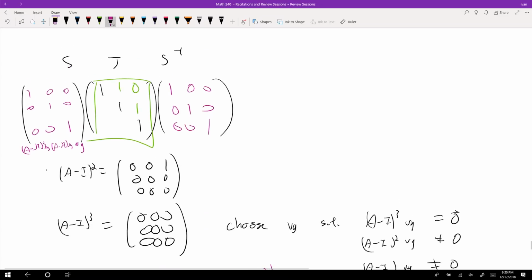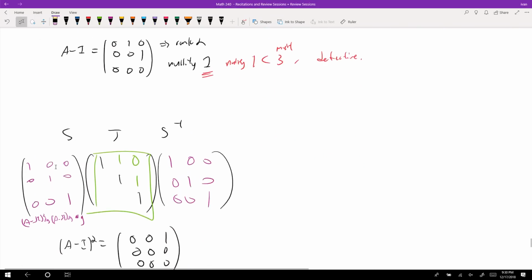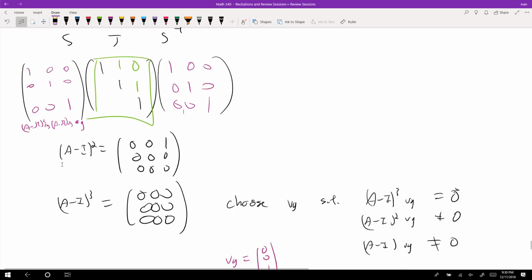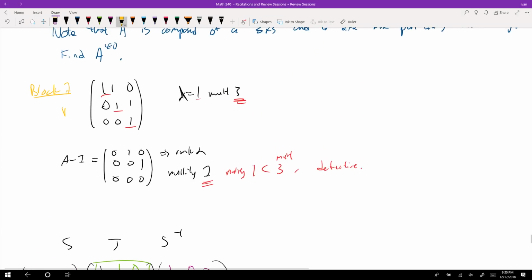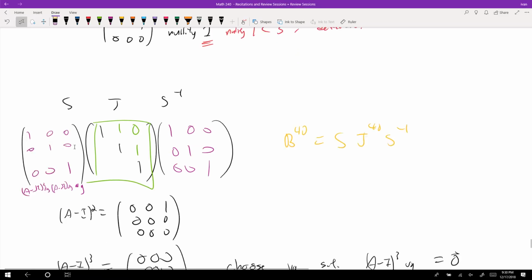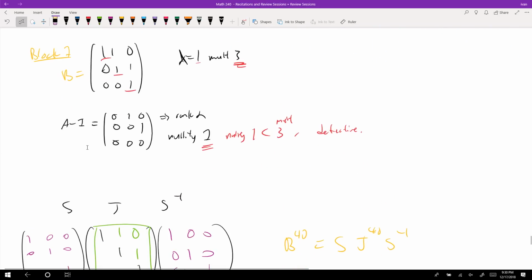Okay, so what does this tell me? This kind of tells me that if I want to find this guy to the 40th power, I just take the original matrix and raise it to the 40th power. There's really no way around it. Let's call this block B. So B to the 40th is equal to S J to the 40th S inverse. But J is literally B. It's the same guy. So we actually just have to bash out what J to the 40th is, and you actually had to do that on this final.